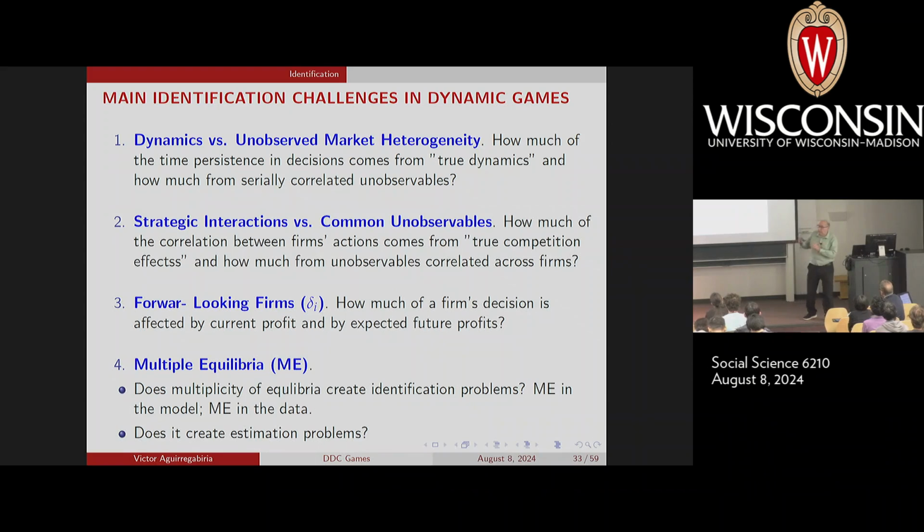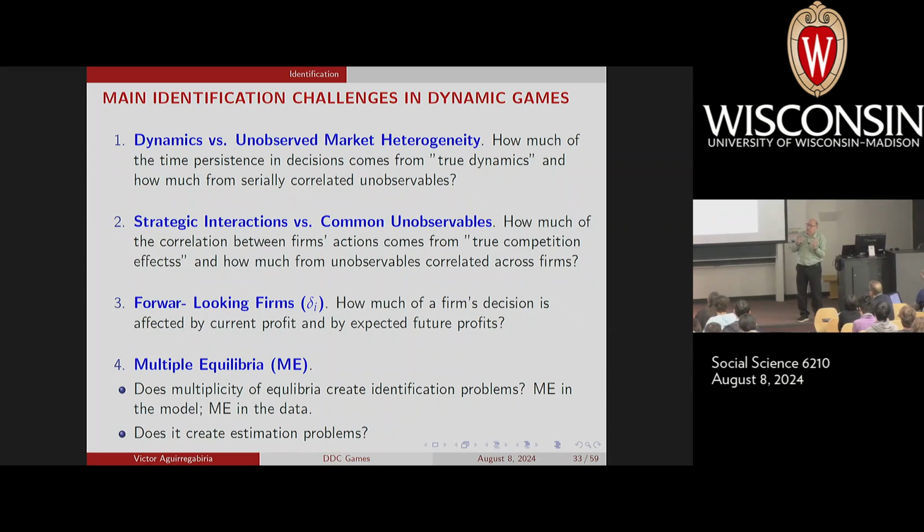Given our model, a single value of the parameter theta, we have multiple predictions, okay? Then non-identification means that from the data to our model, there is a correspondence. Multiple equilibria means that from the model to the data, there is a correspondence. They are very different types of problems, okay?